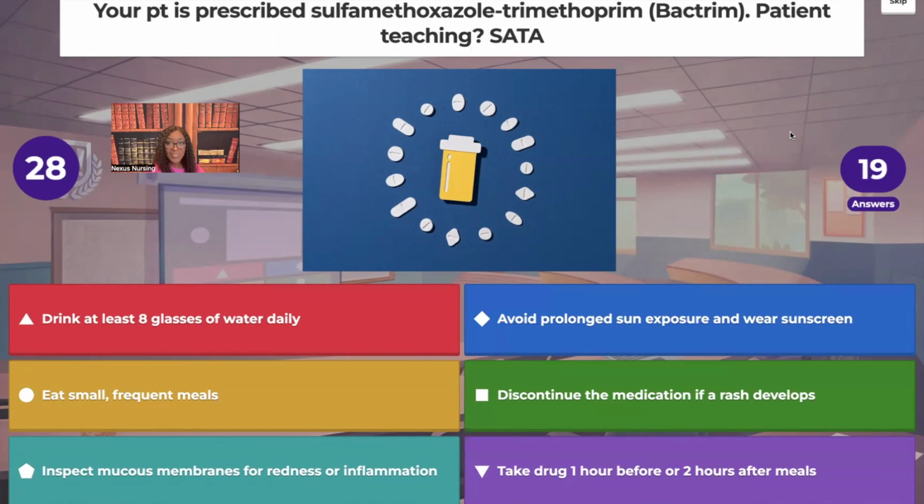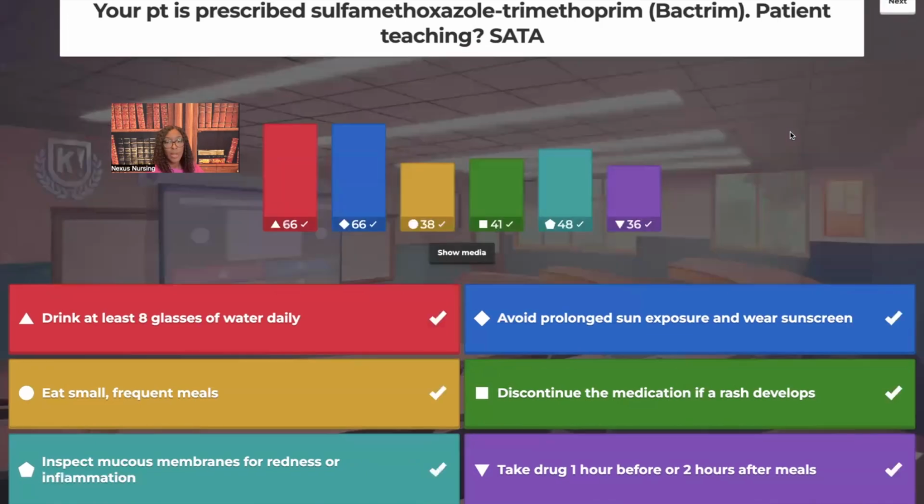Now, remember, this is what you're teaching to the patient. This isn't something you're doing. I should have worded it better. I'll just tell you, go ahead and choose discontinue the medication if rash develops, because that'll throw you off. But I'll explain why in a minute. I should just let you guys guess, actually. Okay, I knew that was going to happen.